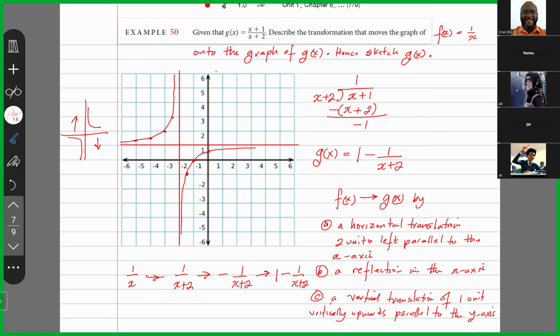Now, this red graph, so this is the line y equals 1, your new horizontal asymptote, and x equals minus 2, your new vertical asymptote. And then we reflect in the x-axis. Parts below are going to go above, parts above are going to go below, something like that. All right.